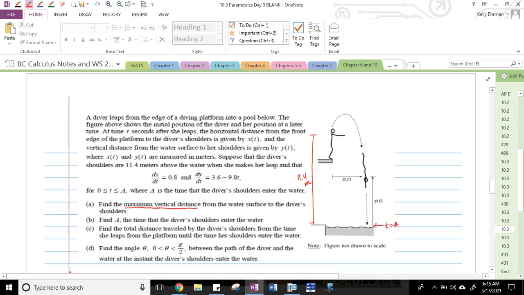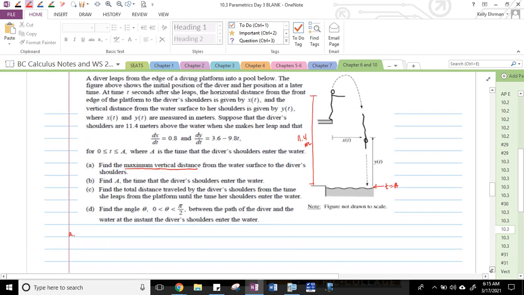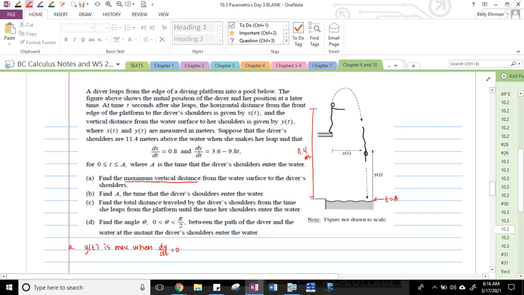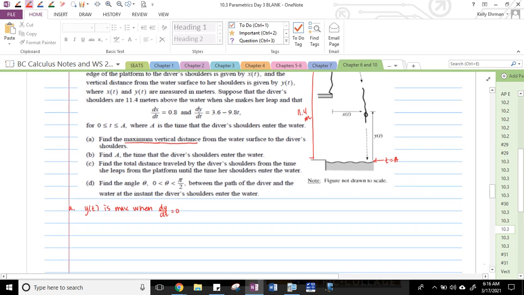I can come up with an equation for y since I have an initial condition, but I also think it's safe to say that y of t is max when dy/dt equals 0. I know that's true because I can see in the graph what's happening, so I don't have to test either side of that. I just know when I find that critical number, I'll be able to solve the problem.